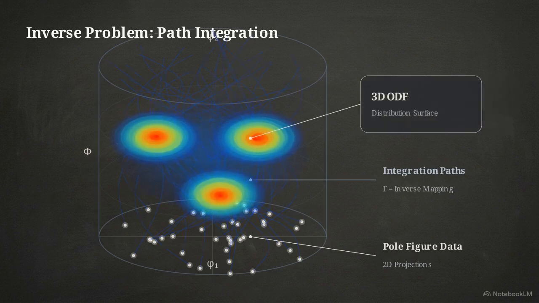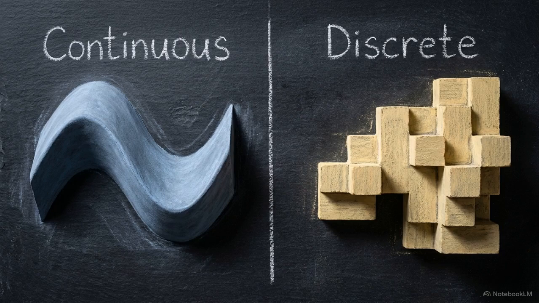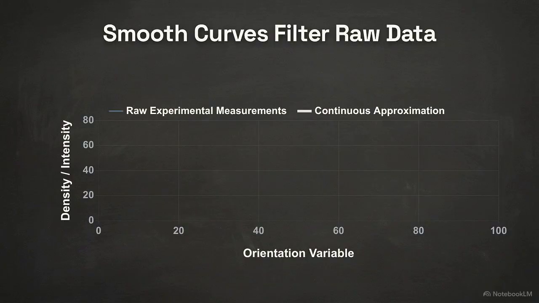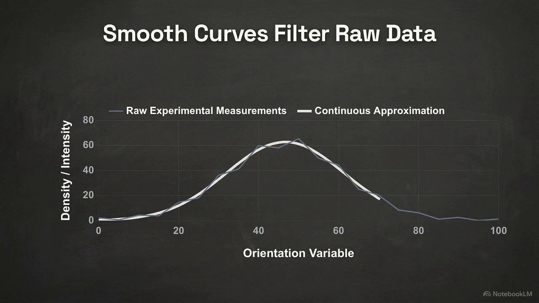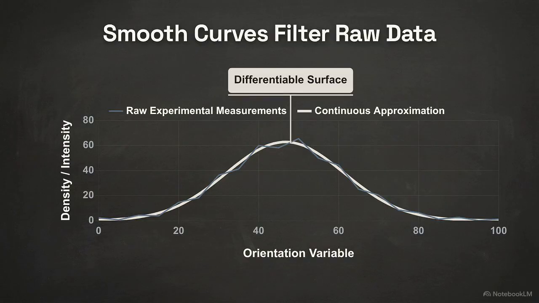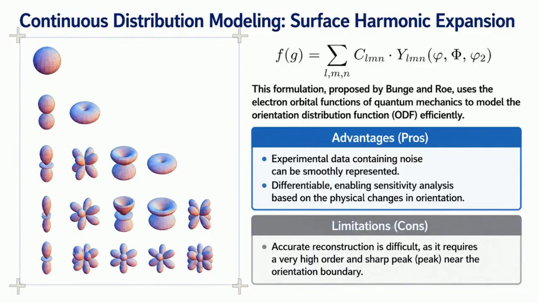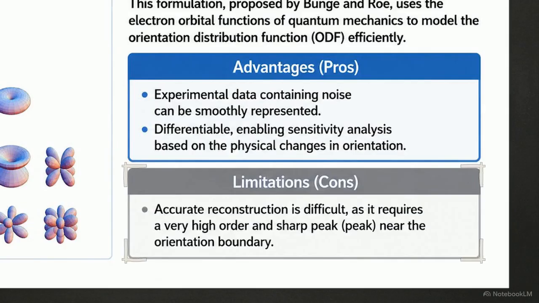integration. Once the inverse problem framework is established, engineers have to choose between two distinct modeling paradigms to mathematically represent their data. The first approach is continuous distribution modeling, which utilizes smooth mathematical functions to approximate the experimental measurements. The Bunge-Roe formulation uses surface harmonic expansions, similar to electron orbital functions, to create a differentiable ODF surface. But this has a critical limitation. Capturing sharp texture peaks requires impractically high-order expansions, otherwise introducing severe oscillation artifacts.